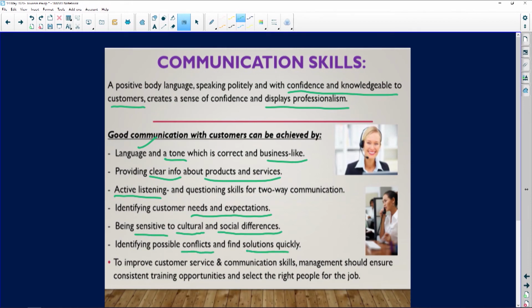So to improve your customer service and communication skills, that's a task of management. Management, in this case, need to be prepared to do effective interviews, to train their workers so that they know they put the right person in the right job, because it's all about their image.